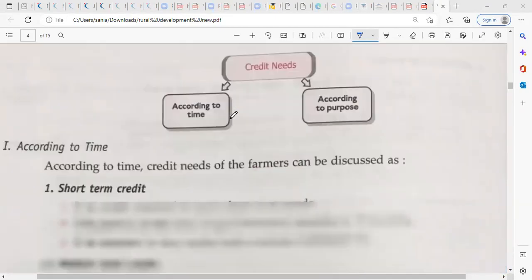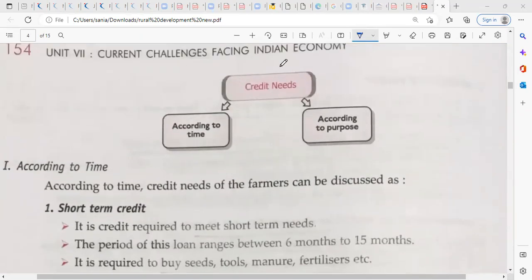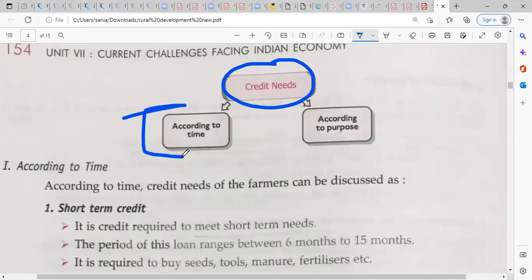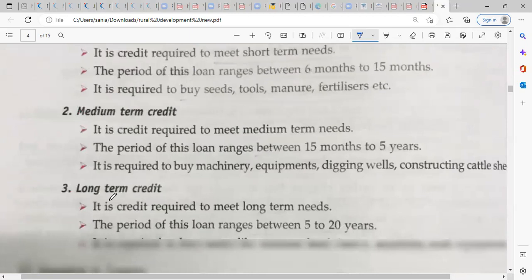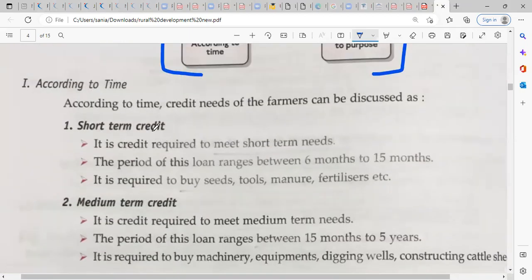Let's start with the sources of credit in rural India. Before starting with the credit system, we should know that when we take credit, we are taking money, right? We take money, first of all, according to time, and second according to purpose. According to time, we take short-term credit, medium-term credit, and long-term credit. So ma'am, what is short-term credit?